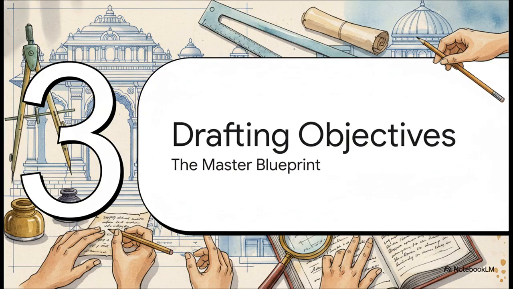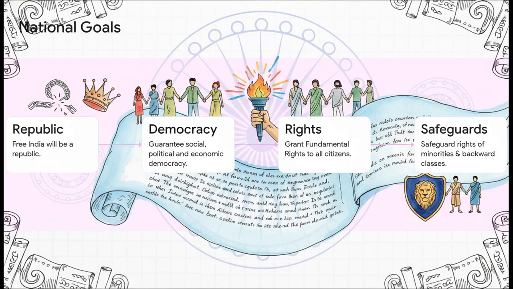All right, Section 3, drafting the objectives, the master blueprint. And this brilliantly illustrates what they were actually trying to build. In December 1946, Jawaharlal Nehru introduced the Objectives Resolution. Think of this not as the legal text, but as the moral compass of the modern state. It laid down 4 huge steps.